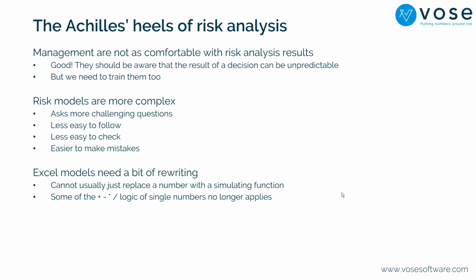It's difficult to track. They're less easy to check because people don't really understand probability stuff as well. And of course, it's easier to make mistakes because you can't check it as easily and it's more complicated. So you should bear in mind also that Excel models will need to be rewritten a bit. You cannot just replace a number with a simulating function.